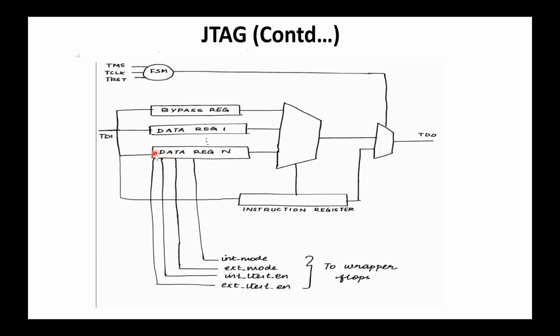So this value will actually be loaded into the data register, and that value only will be controlling these signals. The output of the data register only will be controlling these signals. So this is how we are internally controlling the signals instead of controlling it from the top level.